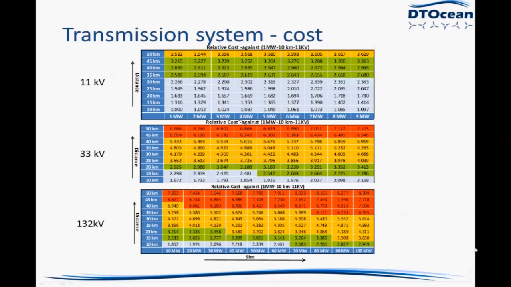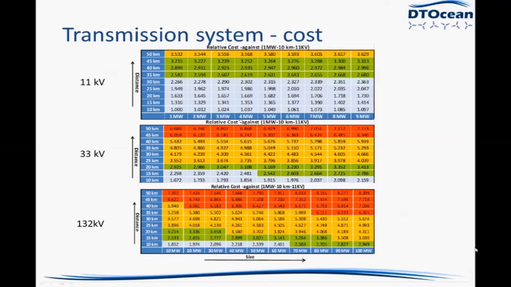We've got some cost models and cost data from the offshore wind industry. Since the electrical equipment, the transformers and cables, doesn't change between offshore wind and marine farms, we've done a relative cost table for 11 kV, 33 kV, and 132 kV. All these costs are relative to a 1 megawatt farm, 10 kilometers off the shore, using an 11 kV transmission system. So that's why this is 1 per unit.